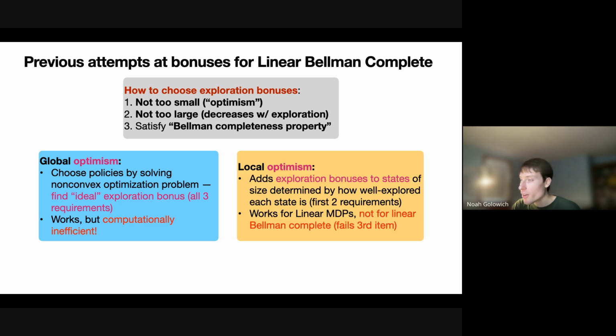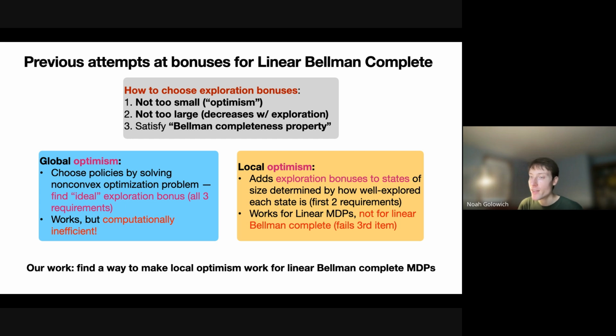On the other hand, as was just mentioned, a sort of opposite approach to this global optimism approach is to do local optimism, which adds exploration bonuses to each state of a size which is determined by how well explored each state is. And this size is chosen in particular so as to satisfy the first two requirements in the gray box. And while this works for linear MDPs, it fails in the setting of linear Bellman completeness because it fails to satisfy this Bellman completeness property. Now, the main contribution of our work is to design a different type of exploration bonus that actually allows us to make local optimism work for linear Bellman complete MDPs.